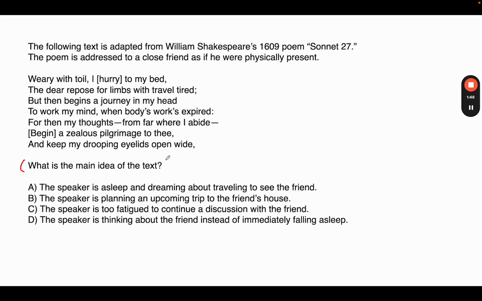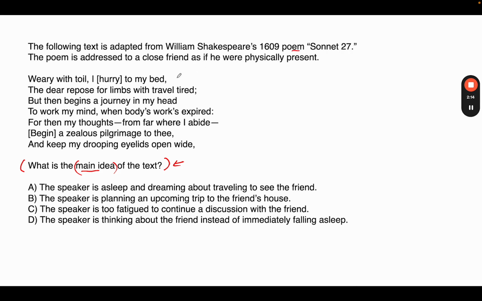The first step is always going to be to read the question stem. What is the main idea of the text? Whenever you come across this kind of term or phrase, main idea, in the question stem, you should know it's a central idea question type. Now let's go ahead and read the text. The following text is adapted from William Shakespeare's 1609 poem Sonnet 27. So it's a poem, right? It's a poem that we're going to deal with.